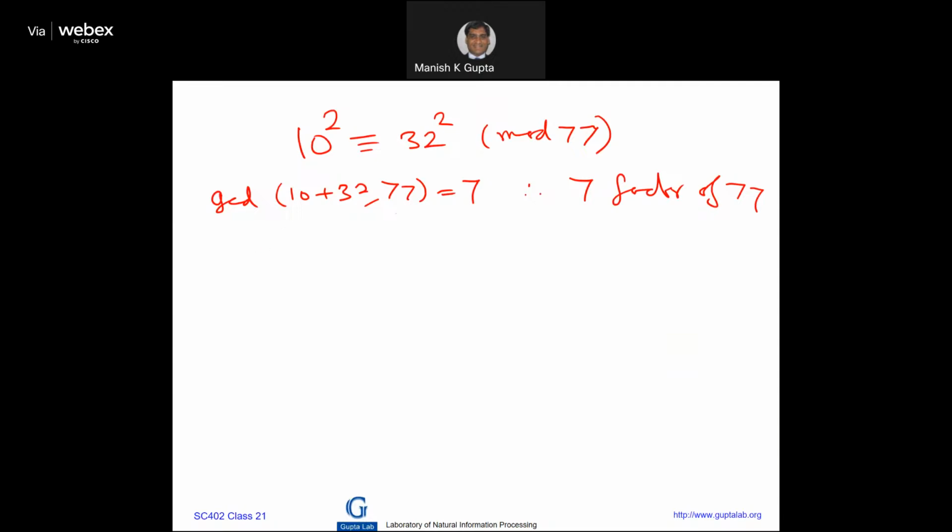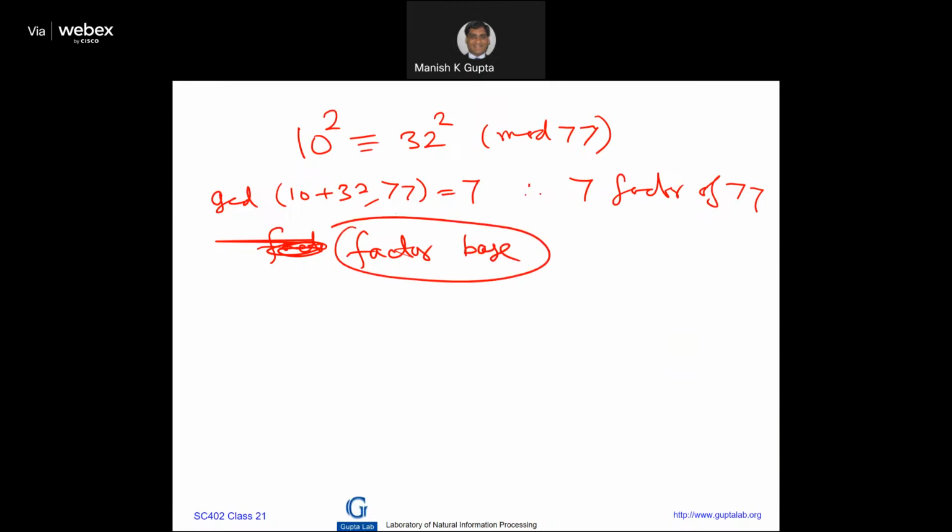This random square algorithm uses a technique known as a factor base. What is a factor base? B is a set of the B smallest primes, for an appropriate value of B.